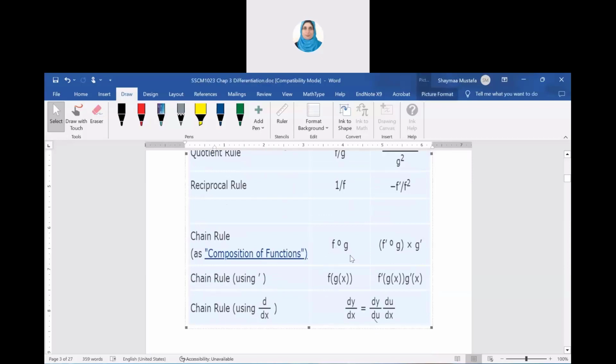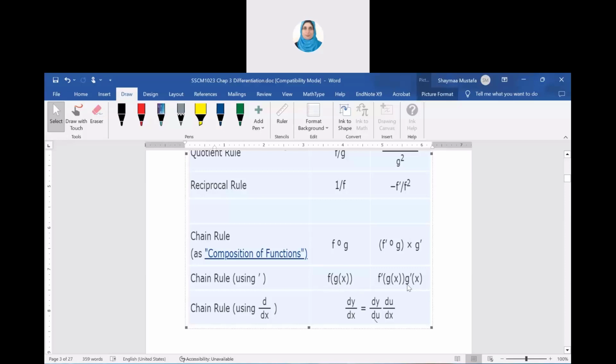For a composite function, when we have a function inside another function, sometimes we denote it f composite g, or f of g of x, same. This is a composite function. I have a function inside another function. Then you need to start first from the outer function, the beginning one. You need to find its derivative first, for g of x, then multiply by the derivative for the inside function.